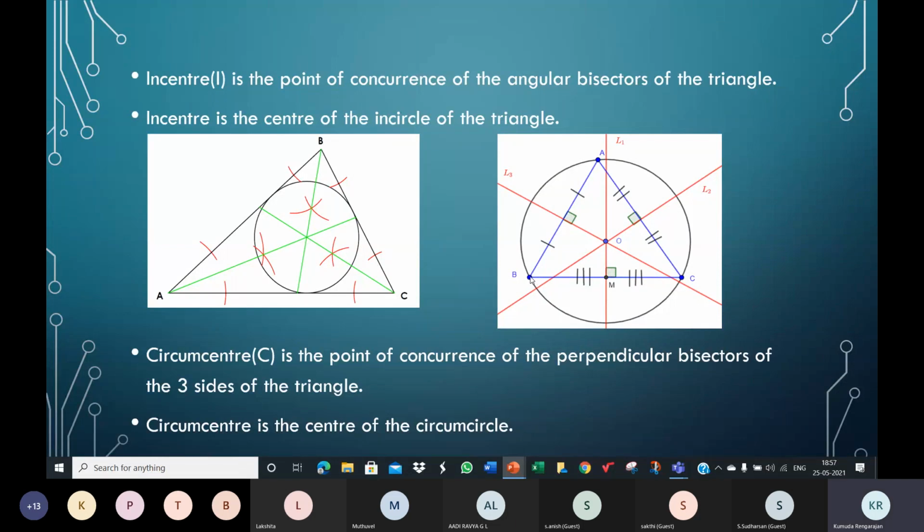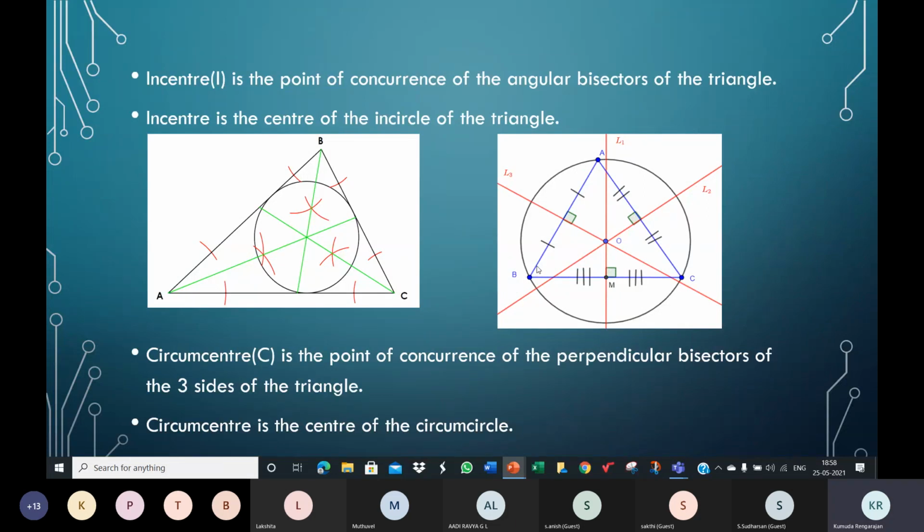Now, see, how do we do that? With B as center and radius more than half of BC, we cut an arc above BC and an arc below BC. Then with C as center and the same radius, we cut the arc above and below BC. Then we join. That's the 4-arc method. We make 2 arcs above BC, 2 arcs below BC, and we join. That's what you see here. L1 is the perpendicular bisector of BC. L2 is the perpendicular bisector of AC. And L3 is the perpendicular bisector of AB.